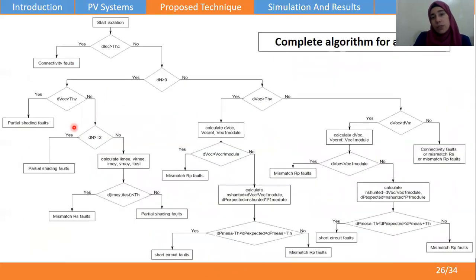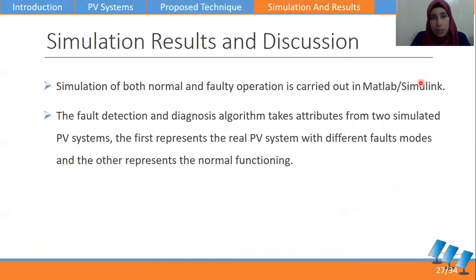Finally, this flowchart represents the complete algorithm for all cases. Now, simulation and results and discussion.